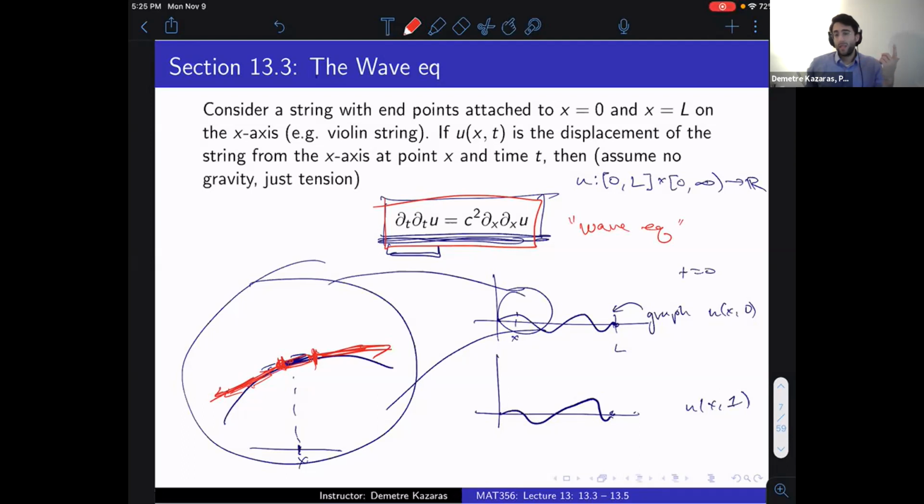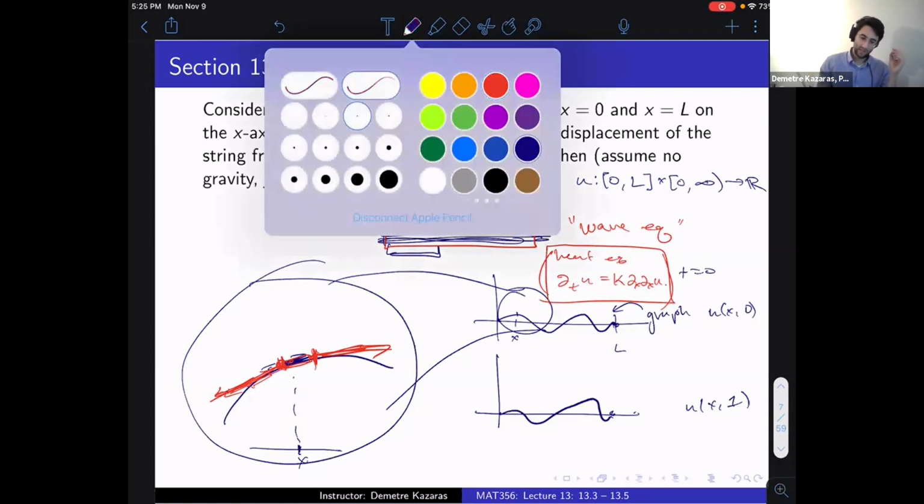Okay, so this is a very different equation. It looks a little bit like the heat equation, just to remind you. That just looks like one time derivative of u equals some number k times two x derivatives of u. It might seem like an innocuous difference, but it behaves wildly differently than the heat equation, and we'll see that very soon.